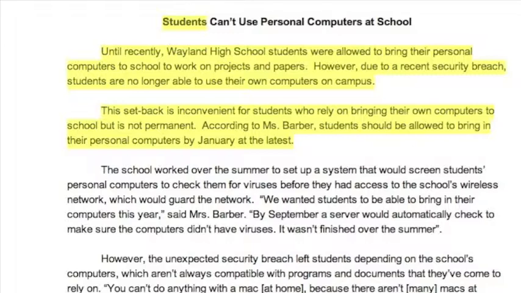The next paragraph is a little out of place. I would put that paragraph at the end to tell the reader what's going to happen next with the personal computers. Then the article isn't jumping around from the past to the future.